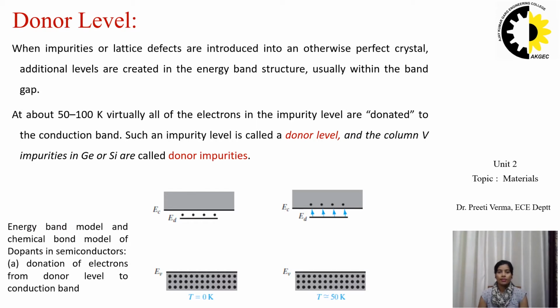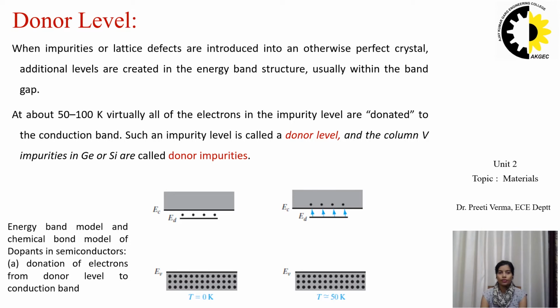So if we have added an impurity to an intrinsic semiconductor, then some energy level is added to the energy bands of the pure semiconductor. So what is the donor level? We have two types of levels, donor level and acceptor level. When impurities or lattice defects are introduced into an otherwise perfect crystal, additional levels are created in the energy band structure, usually within the gap.